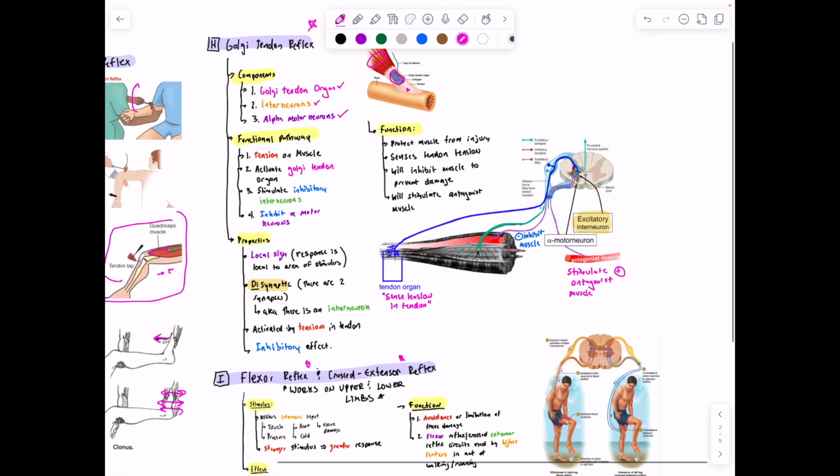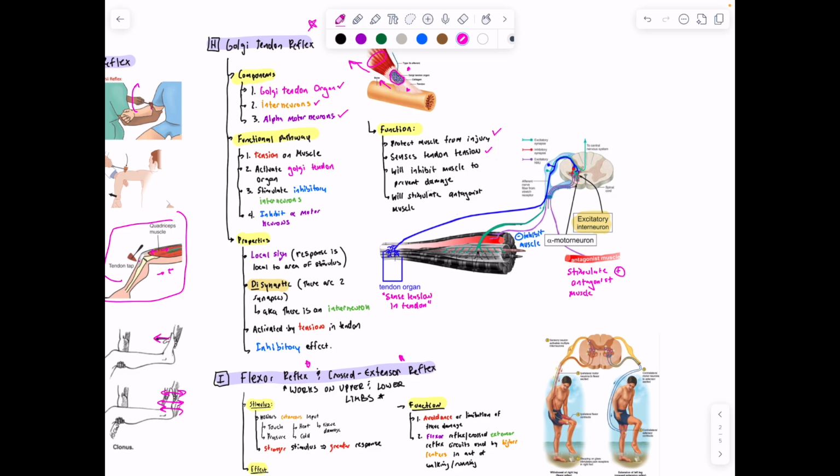The function is to protect muscle from injury, sense tendon tension. So if the muscle is very contracted, it's pulling on that tendon, and you're going to say, hey, please stop contracting because you're going to damage yourself. And so you're going to have a reflex to basically say, relax, right? So when your muscle contracts, it's going to pull on this tendon. And then if your Golgi tendon organ is being stimulated, it's going to say, hey, I think we're getting to the point where further contraction here is going to cause damage.